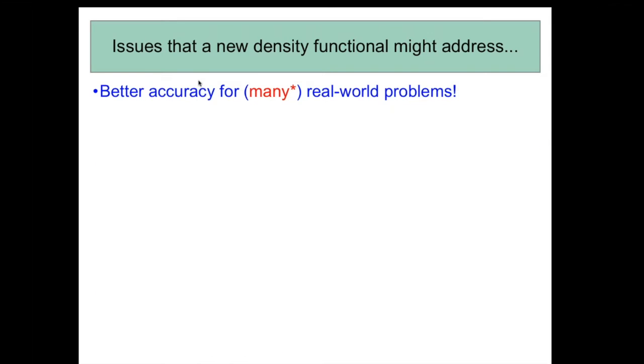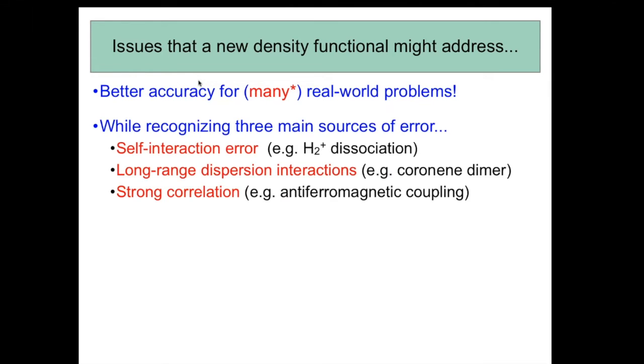Well, firstly, let me walk through what we're hoping to achieve. Better accuracy for many real-world problems. The asterisk is to remind me to tell you that we will never get better accuracy for all real-world problems. So these are not, strictly speaking, universal density functionals, because the functional form isn't flexible enough. They're good functional forms. They're good for easy chemistry, but that means there are some limitations.